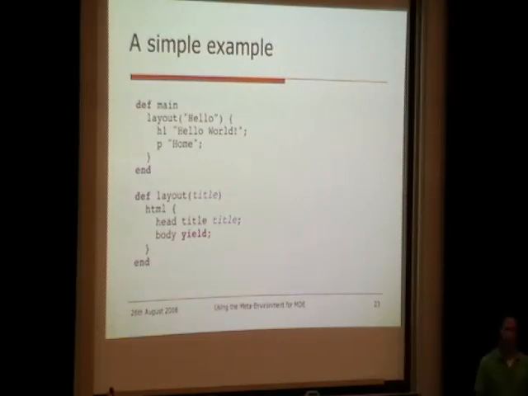This is a simple example. In Rhetoric, you define functions that produce markup. Functions can receive parameters, and they can receive a block, similar to Smalltalk or Ruby, only it looks more like Ruby. For instance, in this main function, you have a layout function invocation, and it receives a parameter hello, and it receives a block containing a header definition and a paragraph containing the string hello. The layout function sets up the basic HTML page, HTML tag, head tag, title tag, and the body, which contains a yield statement that will be evaluated with the block passed into the layout function.